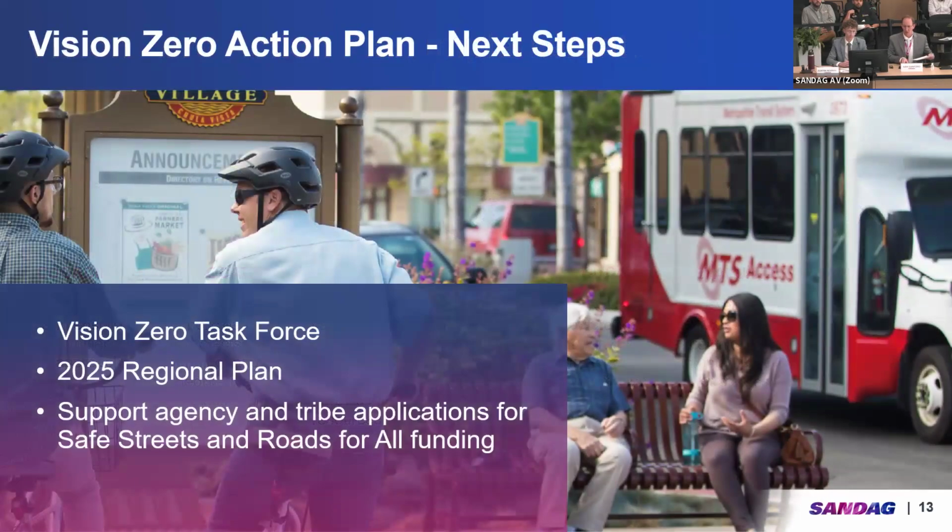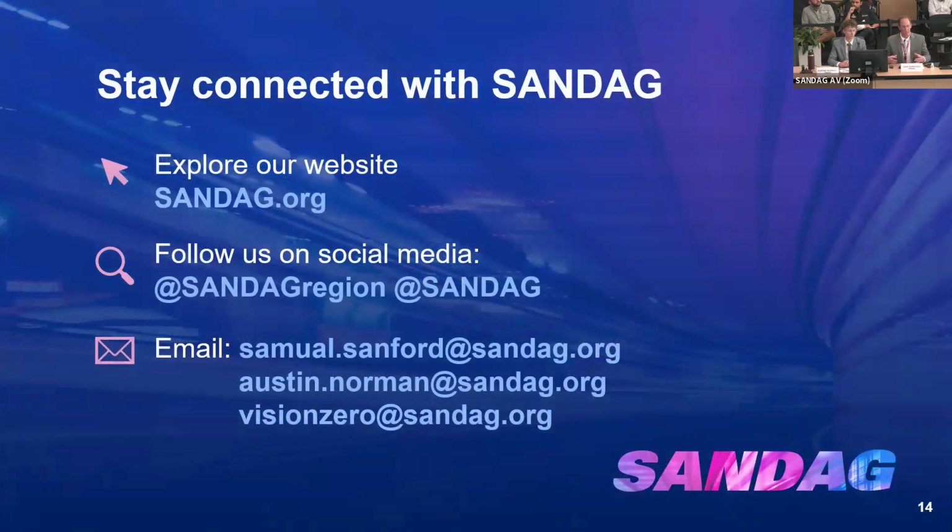Next steps are we're working to establish a task force where local agencies, advocacy groups, tribes, and others can join us in the tough conversations and necessary conversations to continue to advance traffic safety, share ideas, share successes. Also, integration into the 2025 regional plan, the draft being released today. And then the last bullet on there is supporting agencies and tribes in applications for a currently open notice of funding opportunity for Safe Streets and Roads for All. That wraps up the regional presentation.